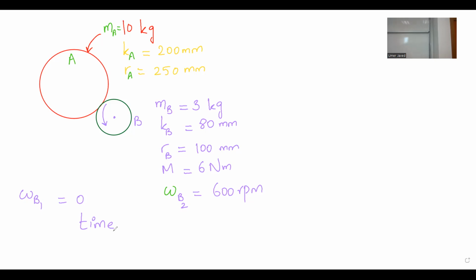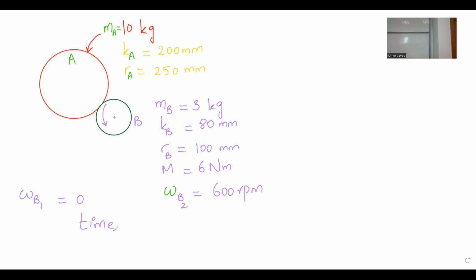Okay, then join this flow now. Hocam, is the initial angular velocity of the motor 0? 0. Give it.